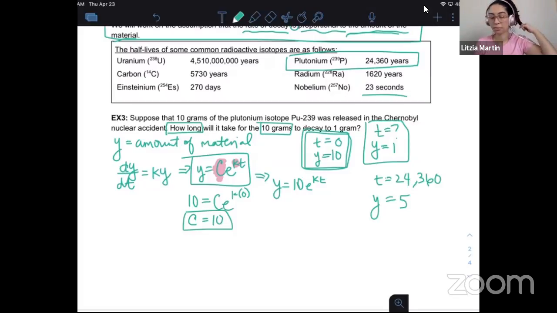So that's just, with this particular problem, because we're starting with 10 grams. Let's say maybe instead you started with 20 grams, then your y would have to equal 10. Just depends on what you're starting with.